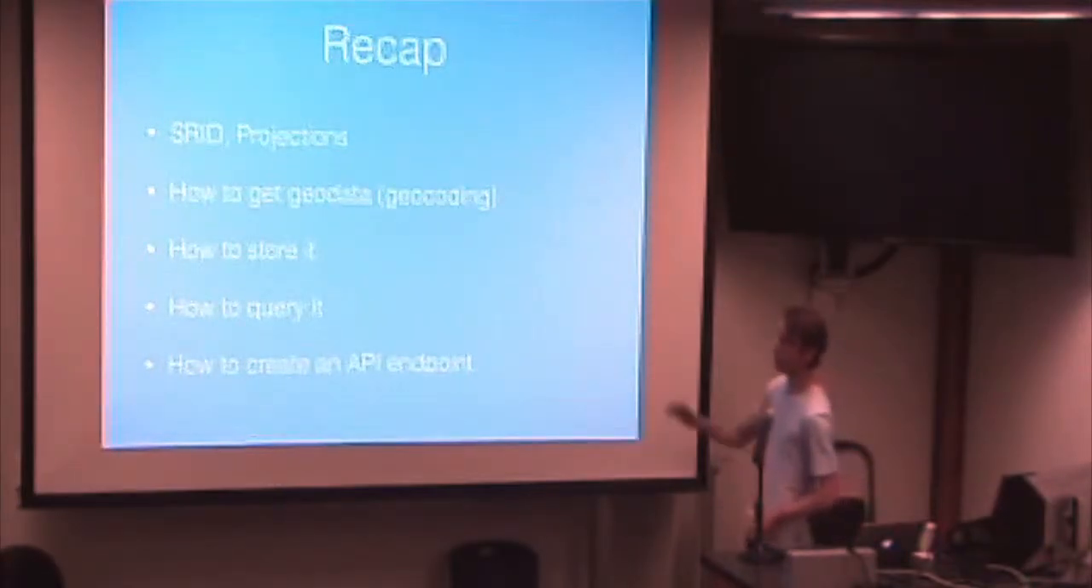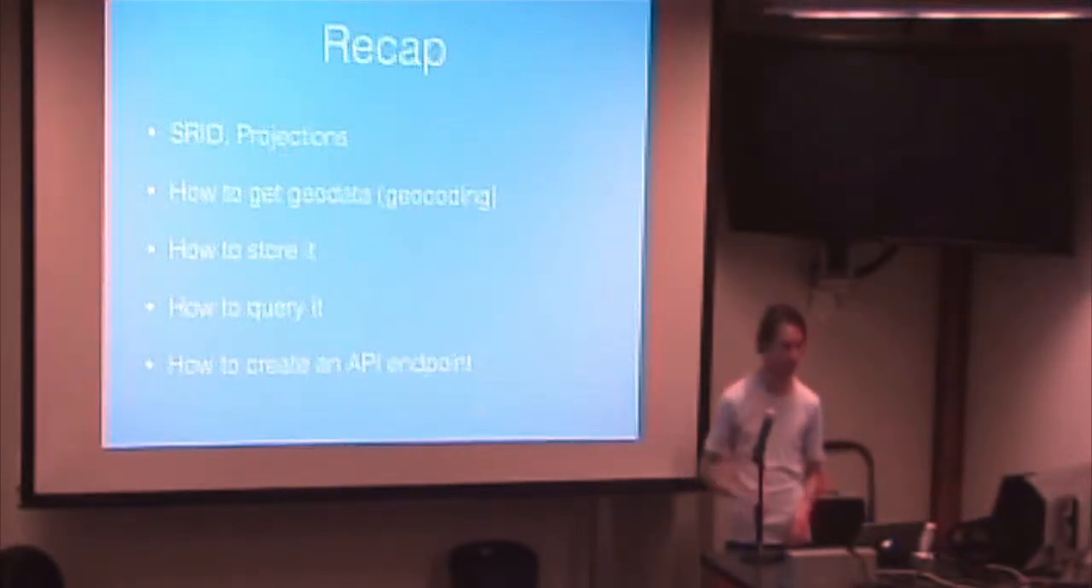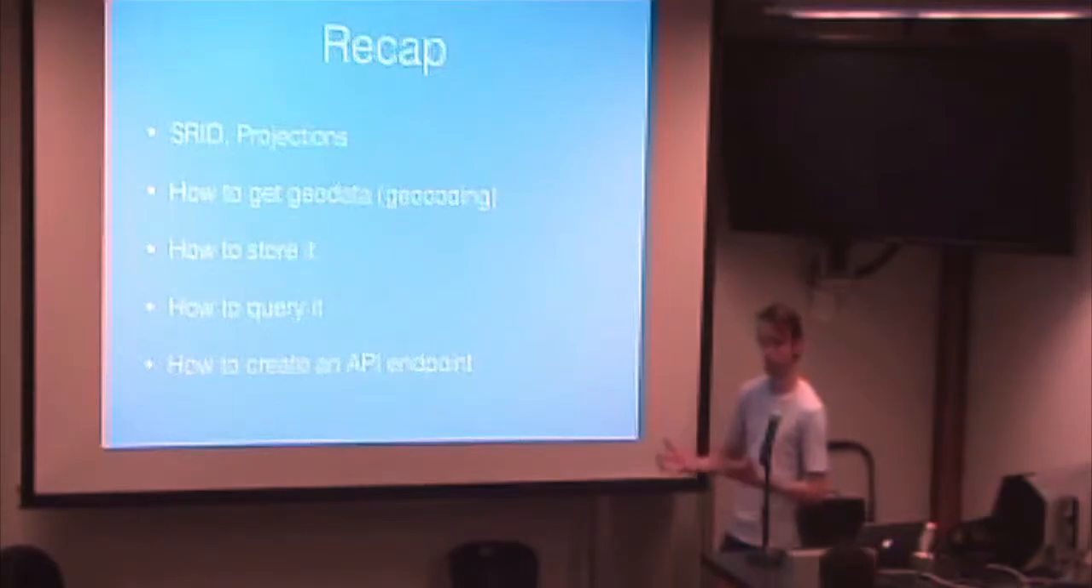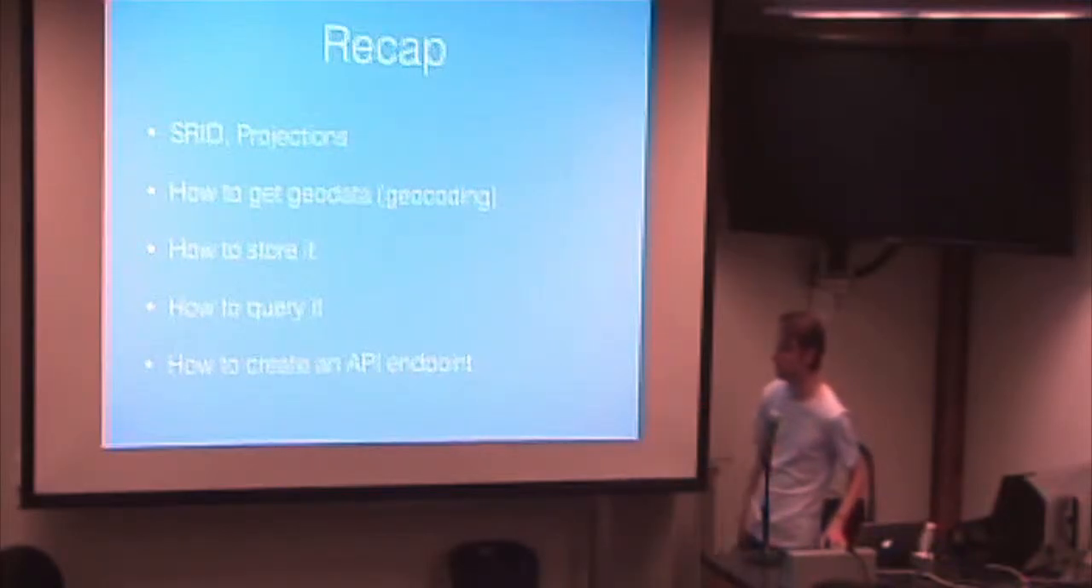with that, let's recap. I showed you what SRIDs are. Remember the one number, the 4326. Showed you a couple of things: how you can generate geodata with Python, how to store it, how to query it, and the API endpoint.